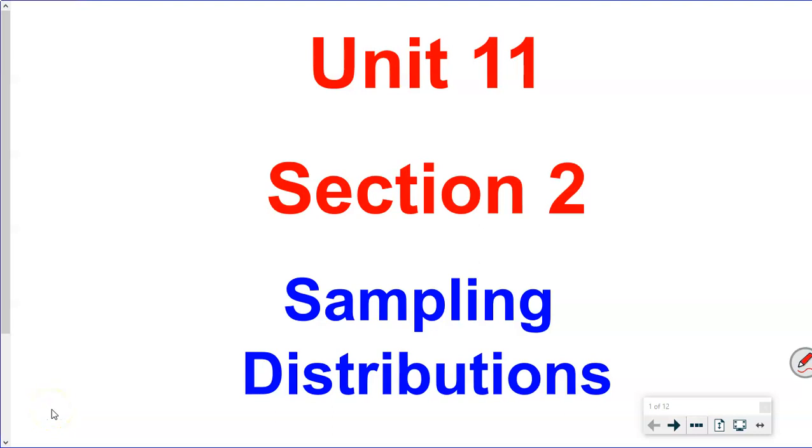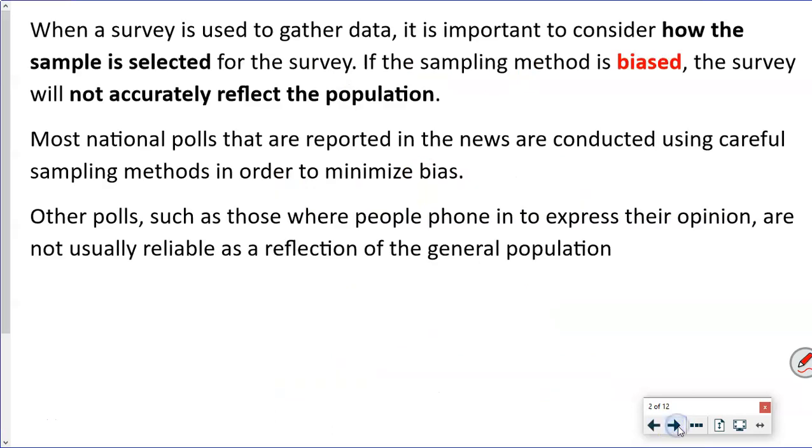So today we're going to talk about sampling distributions. So these are basically different ways of sampling. When a survey is used to gather data, it's important to consider how the sample is selected for the survey. So if the sampling method is biased, the survey will obviously not accurately reflect the population.